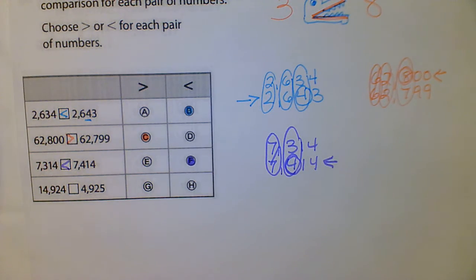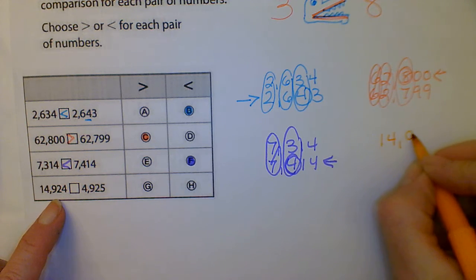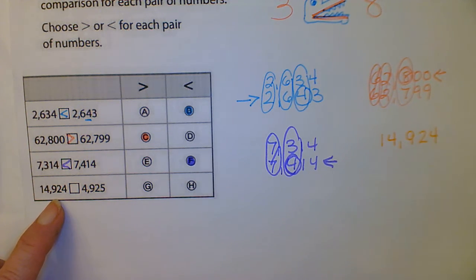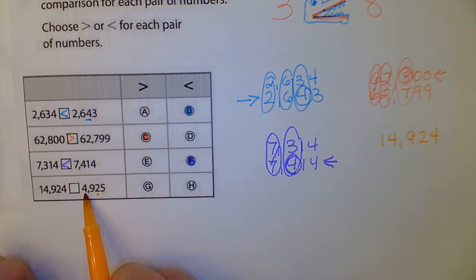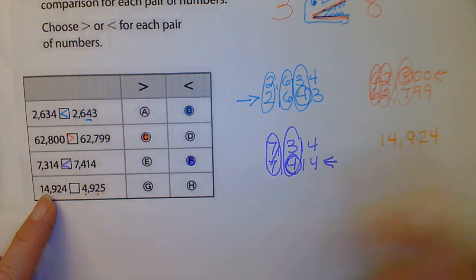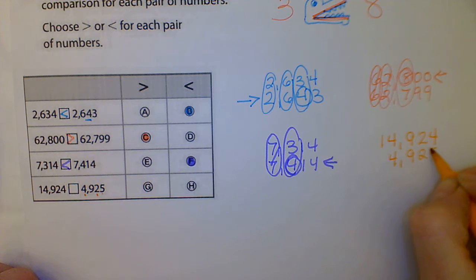All right, last one of these. So 14,000. Now here you have to be really careful because we have a different number of digits. And if I don't line these up carefully, I'm going to make a silly mistake. So you have to make sure that you line up your ones under your ones, your tens under your tens, and so on and so forth. So I know that this is 1,000, and here's my other 1,000. So I'm going to make sure that I line these up really carefully.